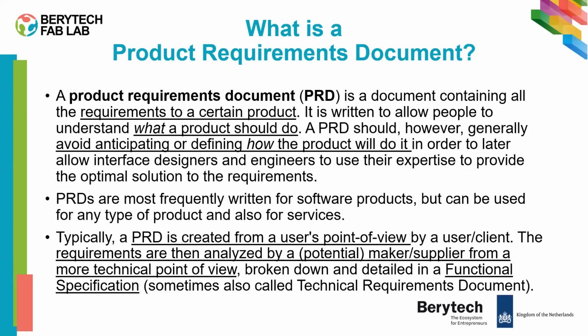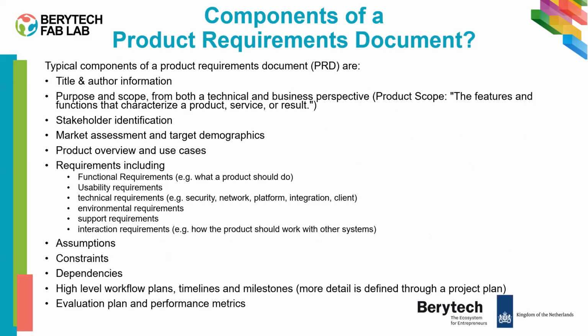So the product requirements document includes a lot of details, usually things like the title of the document, the project scope, and the technical and business perspectives. The stakeholder identification: who are the stakeholders, who are the clients, who is affected by this project, who will buy, who will benefit. A stakeholder is technically anyone who could be affected positively or negatively by this project. Market assessment, target demographics: who are you selling this product to? Girls, guys, university students, old people, young people.